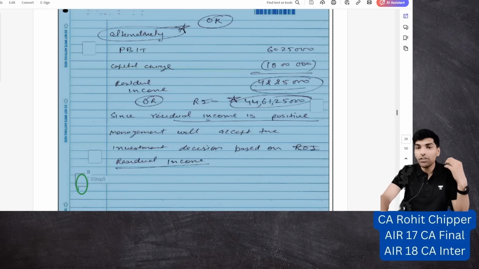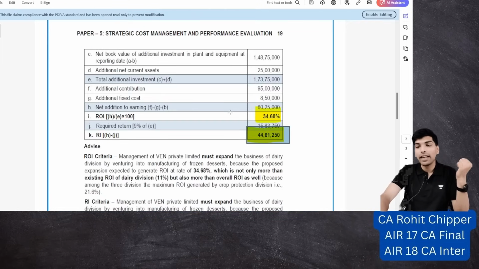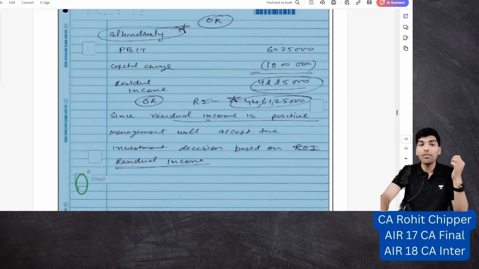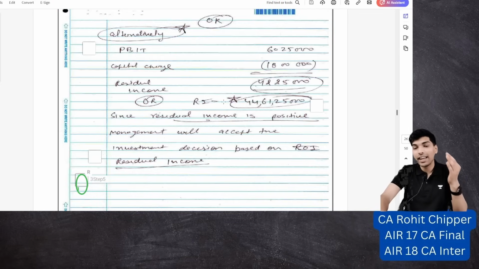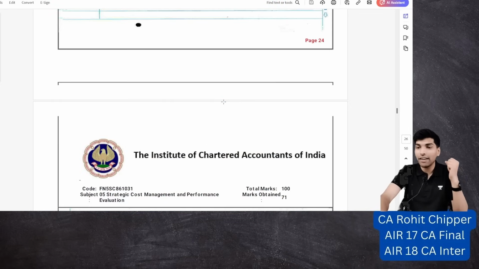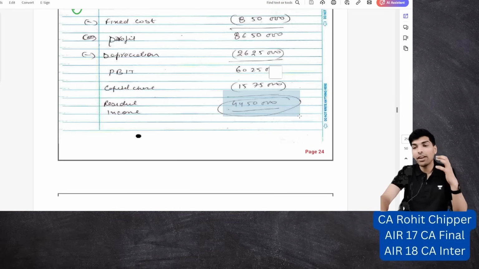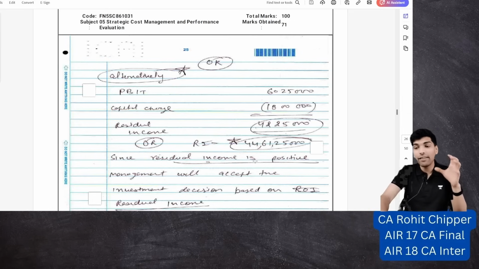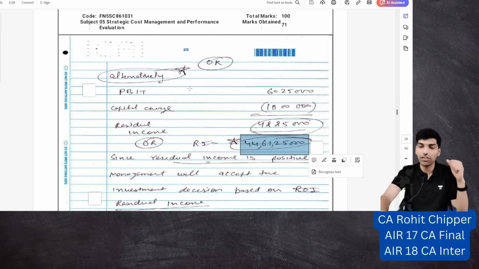Now if I show you the suggested answer, in the suggested answer the institute's answer is 44,61,250. So this was the last answer that I gave. In case I hadn't given the alternative and had given only the first one, then I would not have received the full marks in this question. Because I gave alternatives and one of the alternatives was correct, I got the full marks in my question.